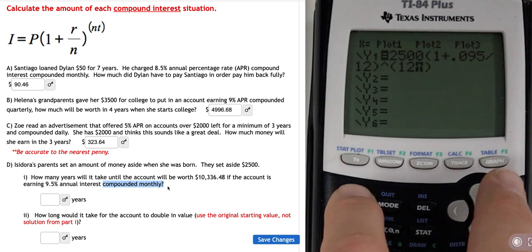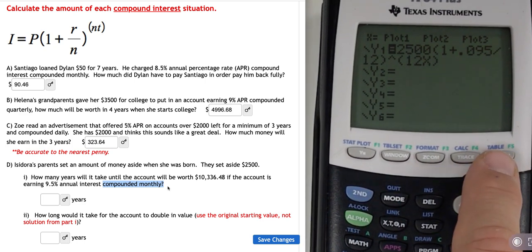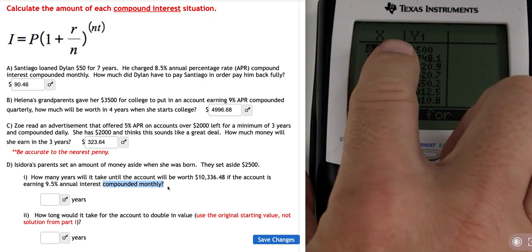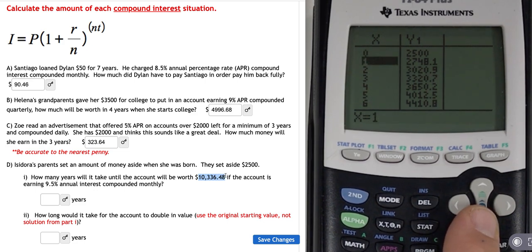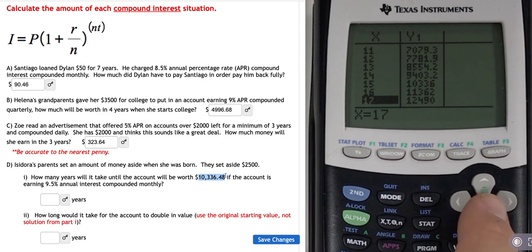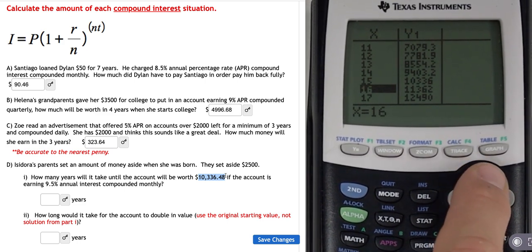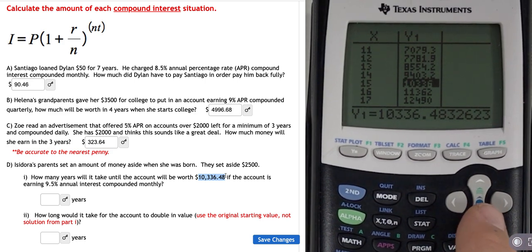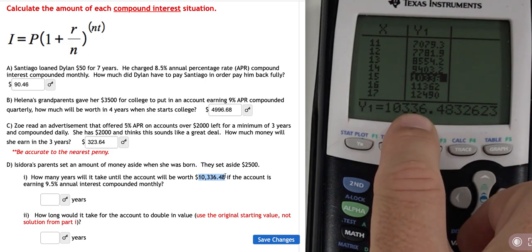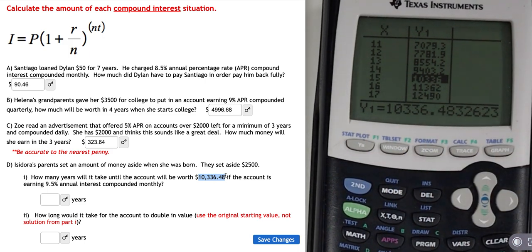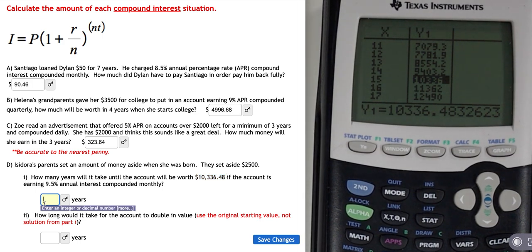So now watch this. When you go to the table by pressing second graph, you're going to see a table. There's your money. You start with your $2,500, and it's starting to grow. It asks you here, how long will it take for the money to grow to be $10,336.48? So you just keep scrolling down until you find that number. Eventually you'll see it right here. If you put your cursor on the dollar amount, you'll see the dollars and pennies, and that matches. So it takes 15 years to get here. So it's the table that's going to be your helper on this question.